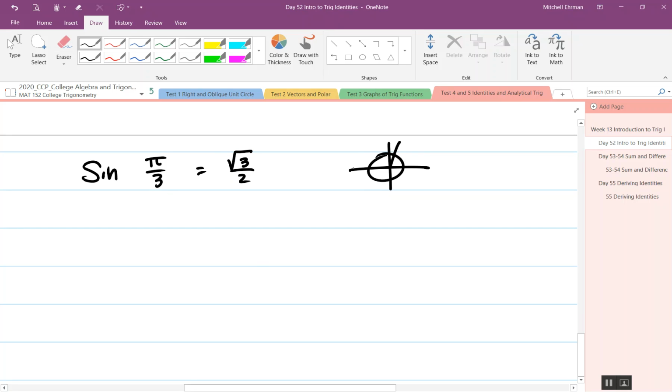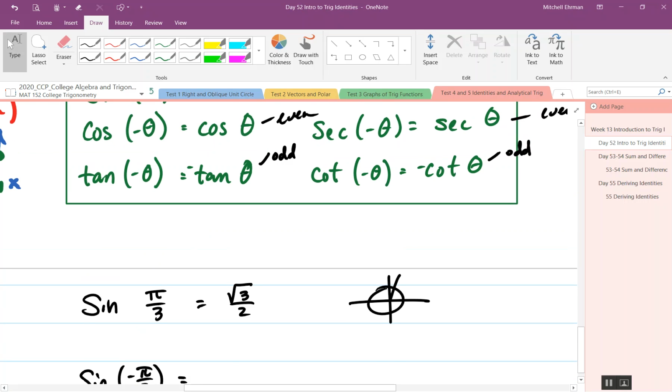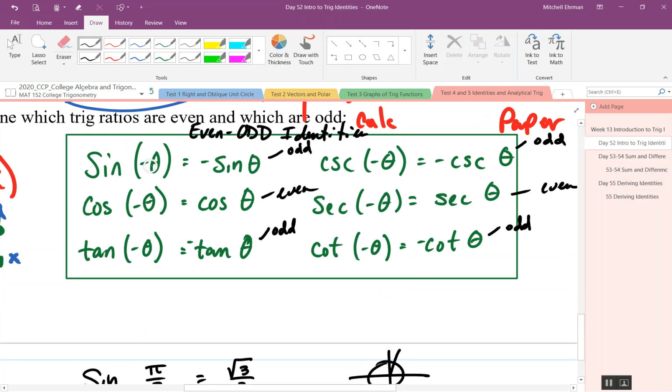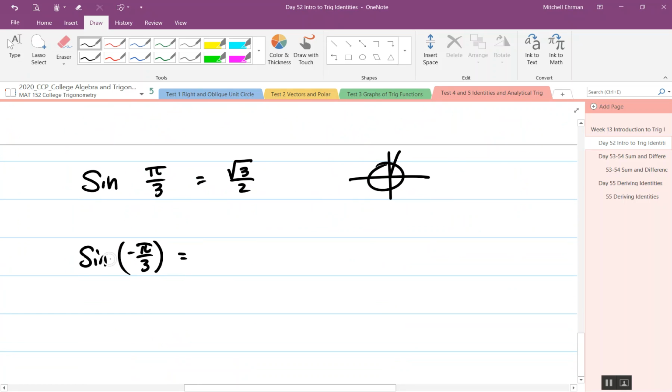If you didn't memorize the entire unit circle, but had to then evaluate sine at negative pi over 3, this is what we're talking about by using a negative angle measure, a negative theta value. By using our even odd identities, since sine is an odd function, we would know that sine at a negative angle measure is exactly the same as sine at the regular angle measure, just with a negative symbol up front. So sine of negative pi over 3 is the same as negative sine of pi over 3.